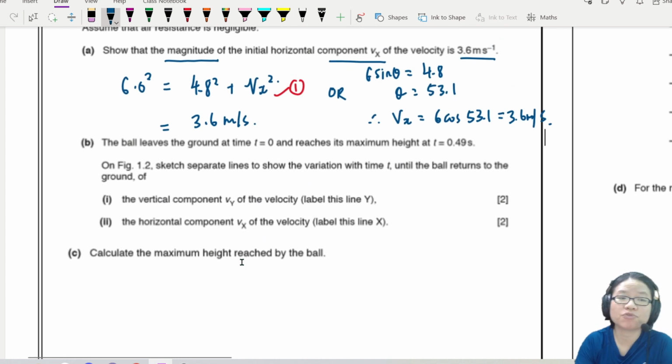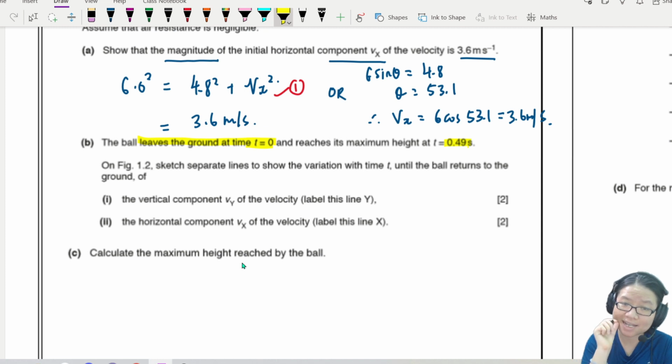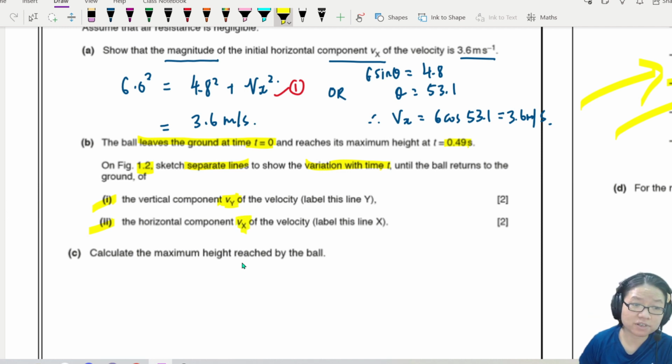The part is asking you for vectors. In B, it says the ball leaves the ground at t equal to 0 and reaches the maximum height at 0.49 seconds. On figure 1.2, which is the graph right beside here, sketch separate lines, so there are 2 different lines, to show the variation with time t until the ball returns to the ground, for Vy, which is the vertical component of the velocity, and Vx, which is the horizontal component of the velocity.